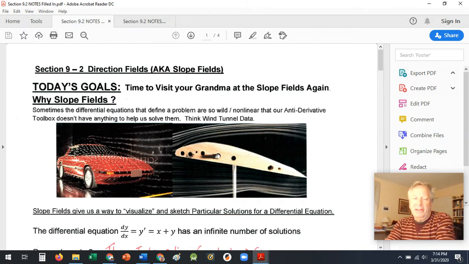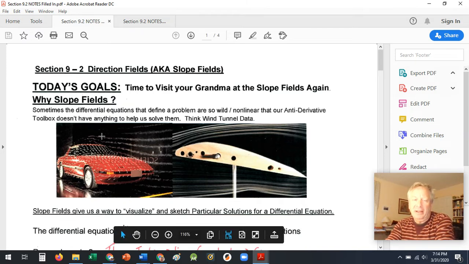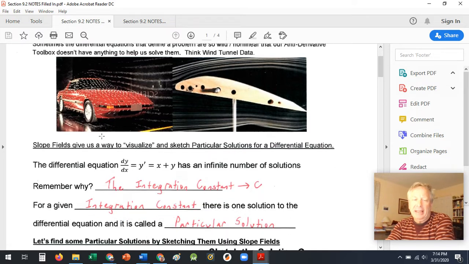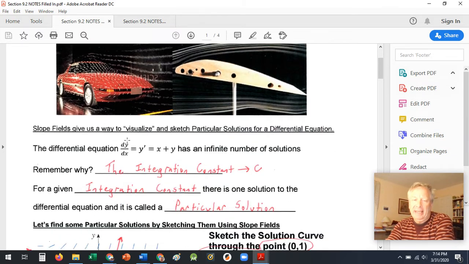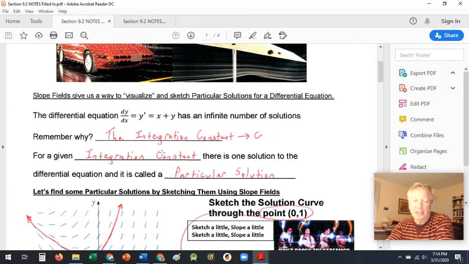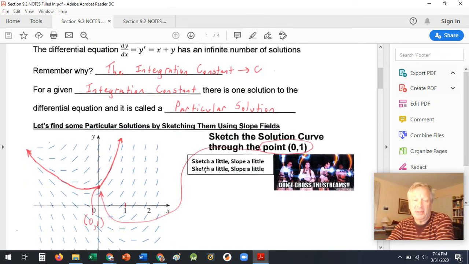If you remember, we did slope fields before. They remind me of wind tunnel tests. Basically, this is a differential equation you should remember from Tuesday's lesson. dy over dx is the derivative. It's the same thing as y prime. A differential equation has an infinite number of solutions because of the integration constant. If I were to integrate this, I would get an infinite number of solutions depending on what the integration constant was. If we know an initial condition, we can get a particular solution. You should have known that from the last lesson we took.